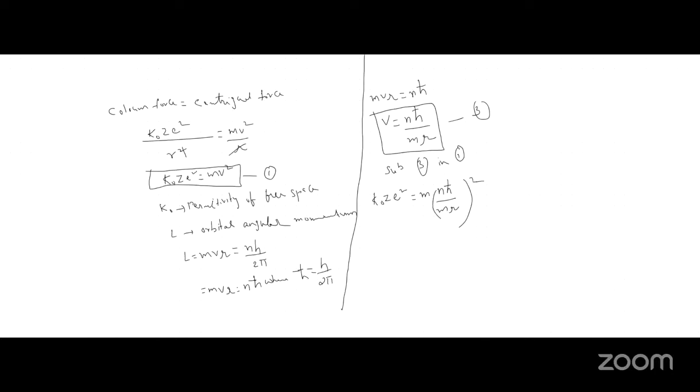After simplification, K naught ZE square is equal to M n square h dash square by M square R square. V is also there here, right? K ZE square by MV square. So K naught ZE square equal to MV square R. After cross multiplying there will be one R here in equation 1.